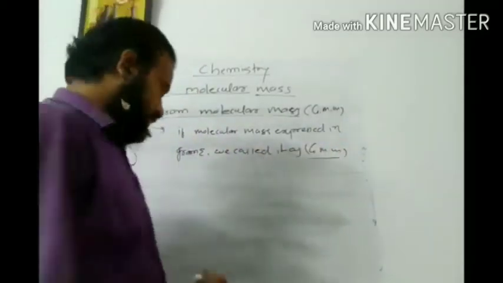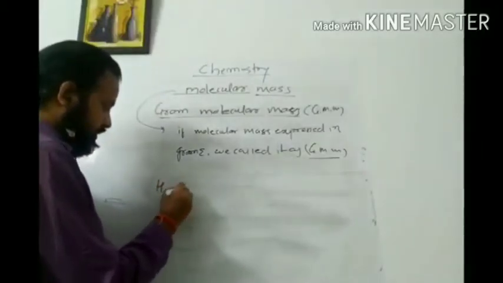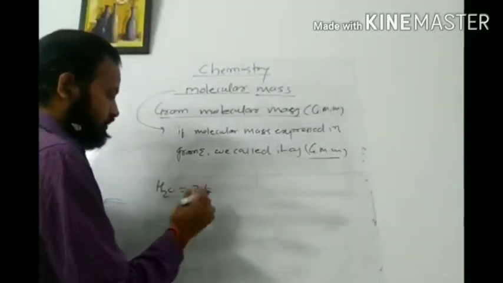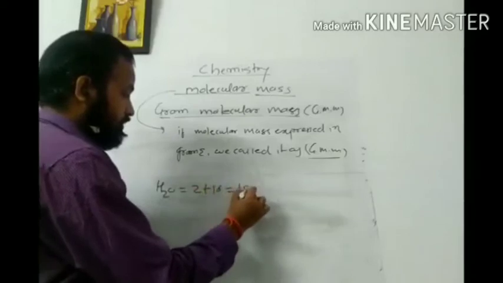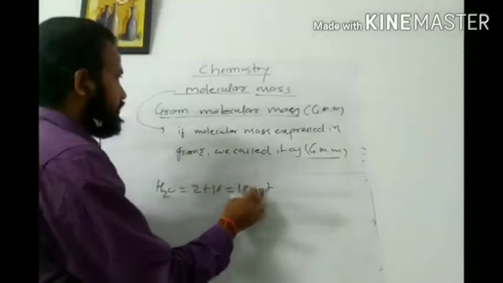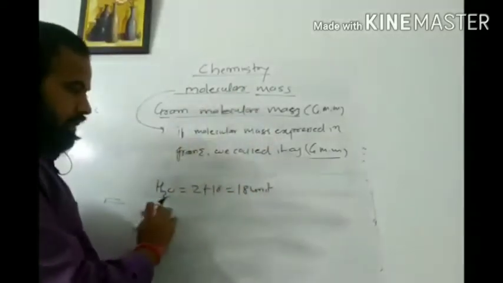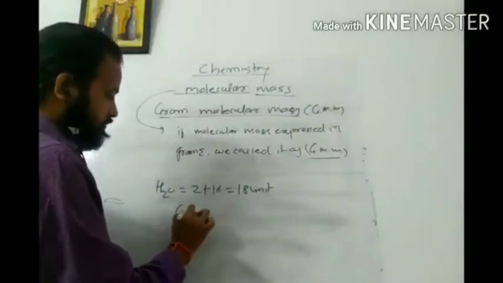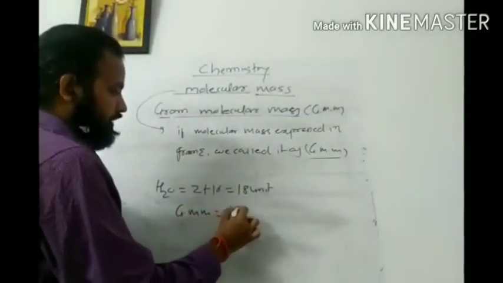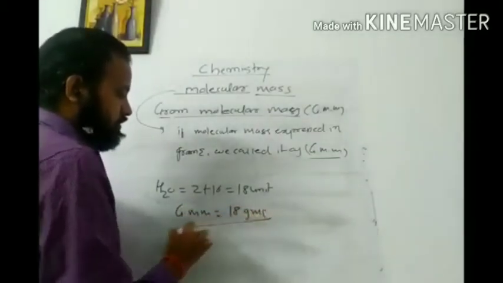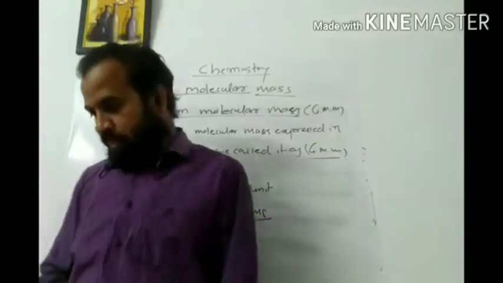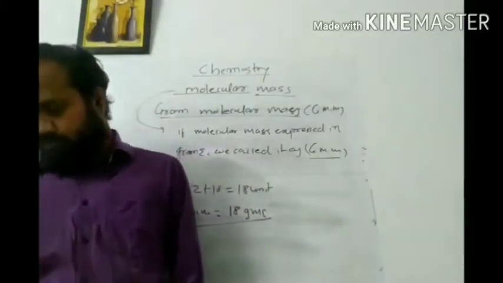So, for example, in case of H2O, we have seen 2 atoms of hydrogen, 1 into 2, plus 16, so 18 units. If 18 units is the molecular mass of water, its gram molecular mass is equal to 18 grams. So, this is how simple it is. You can take any example.